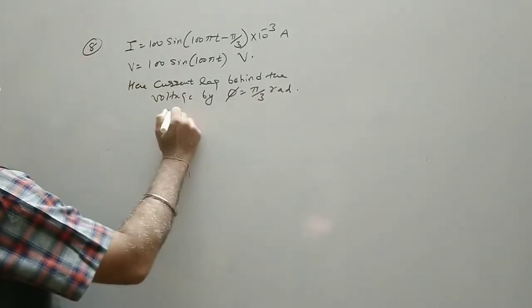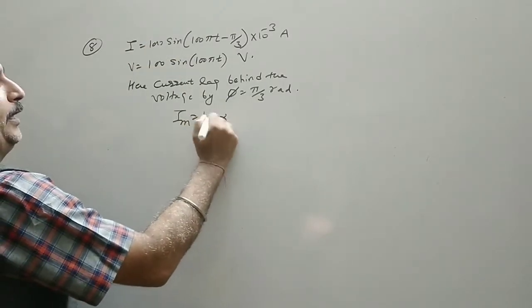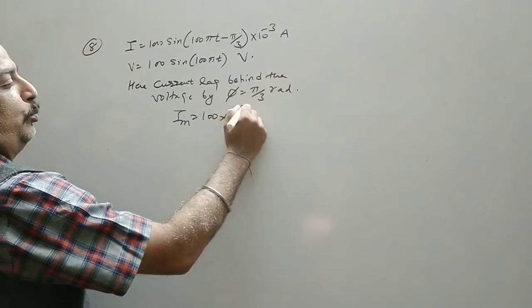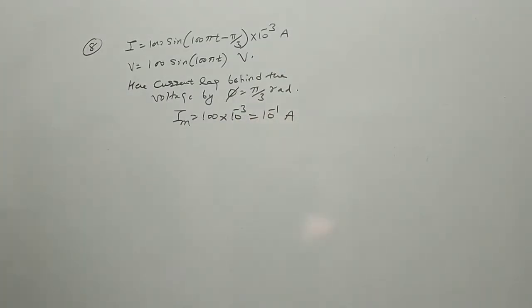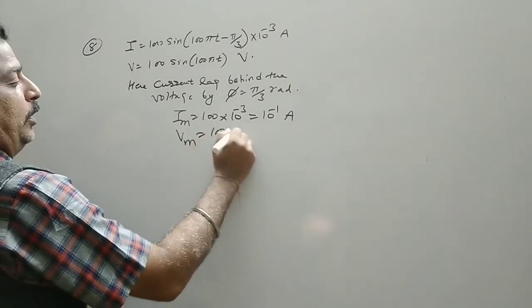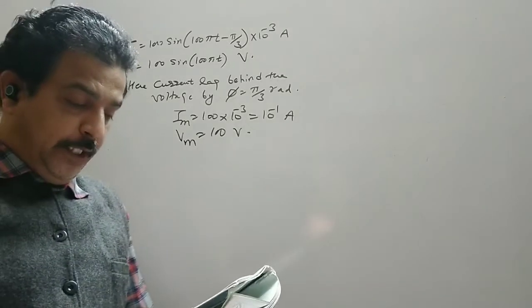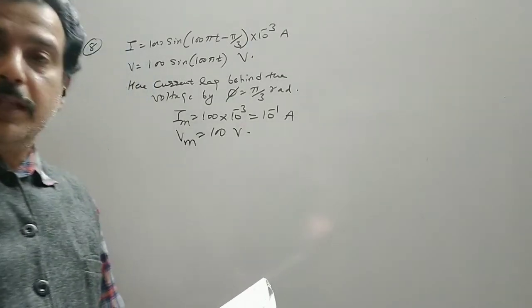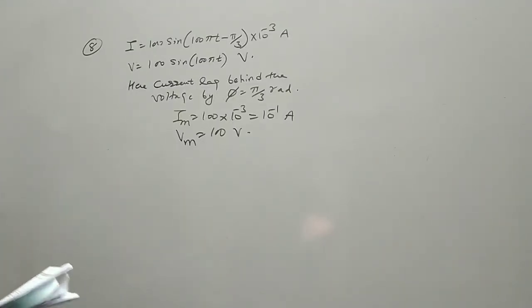Here Im, the maximum value, is 100 into 10 raised to minus 3, that is 10 raised to minus 1 ampere, that is 0.1 ampere, and Vm is equal to 100 volt. Now we have to calculate the resistance of the circuit. First we have to find the resistance and reactance of the circuit, and then we have to find the power loss.